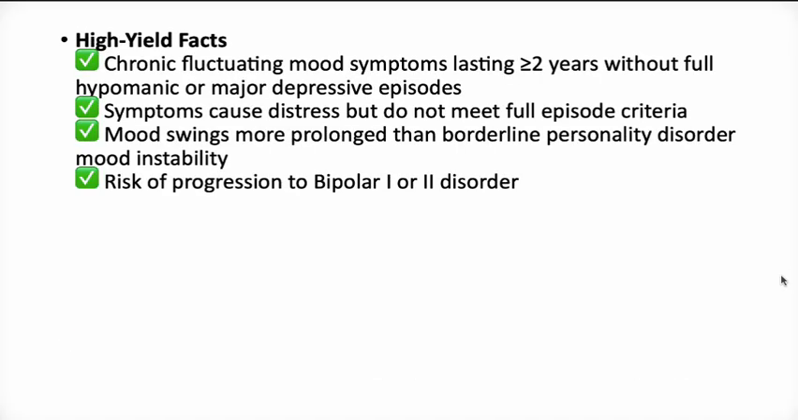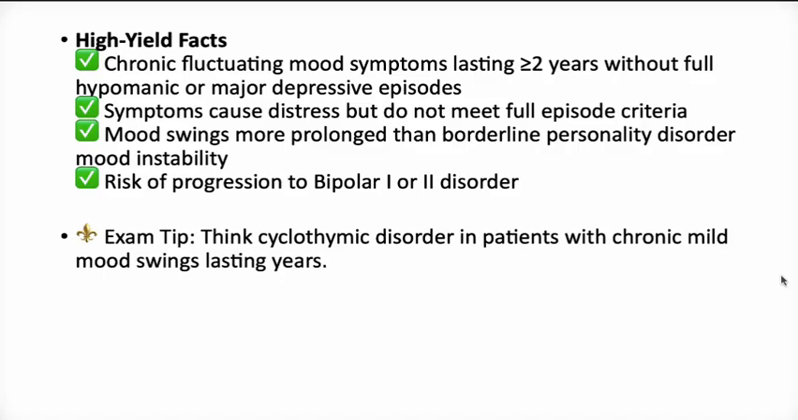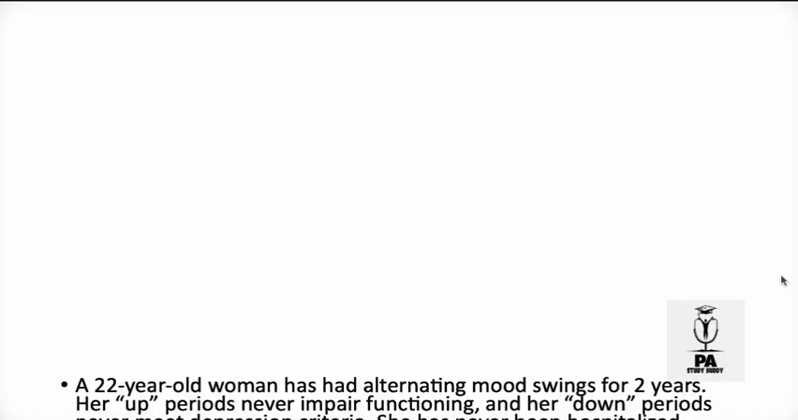High yield facts. So let's summarize everything we learned about cyclothymic disorder. This is chronic fluctuating mood symptoms lasting greater than 2 years without a full hypomanic or major depressive episodes. Symptoms can cause distress. Mood swings are more prolonged than borderline personality disorder, and our goal is to prevent progression to bipolar 1 or bipolar 2. So think cyclothymic disorder in the patients with chronic mild mood swings lasting for years.